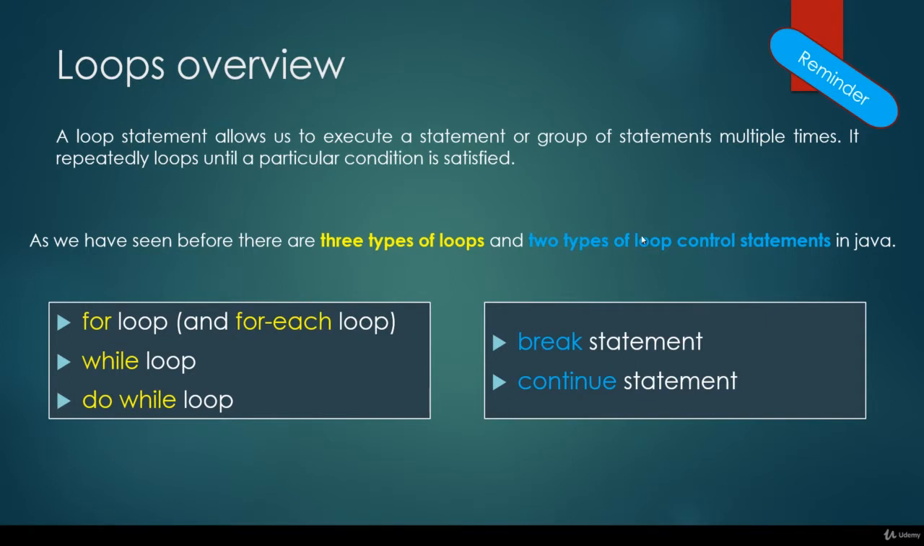And there are two types of loop control statements. With the help of the break statement and the continue statement, we are able to control these loops: the for loop, the while loop, and the do while loop.